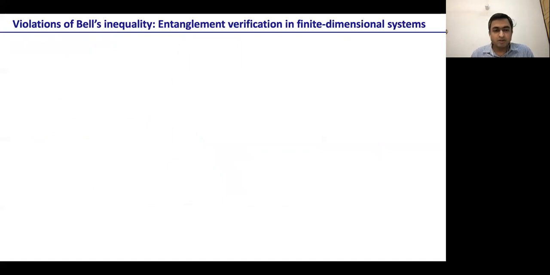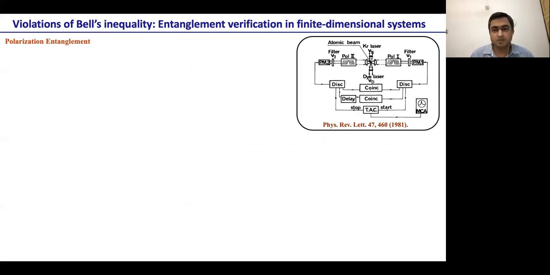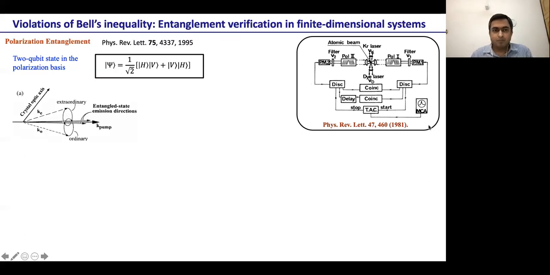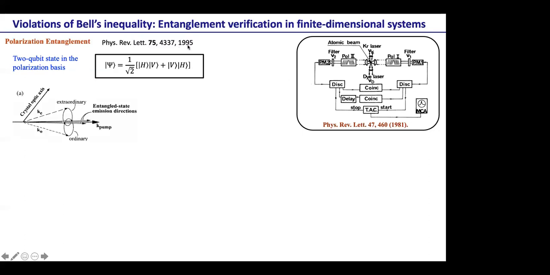So far it was either a continuous variable basis or an infinite dimensional discrete basis. But when you come to the two-dimensional basis or finite dimensional basis, then you can do what's called the Bell inequality violation. I just want to show the very first experiment that was done. In 1981, this was by Alain Aspect, using atomic beams. This is the very first experiment that was done for showing the violation of Bell inequality. But more convincing experiments were done a little later, like 1995.